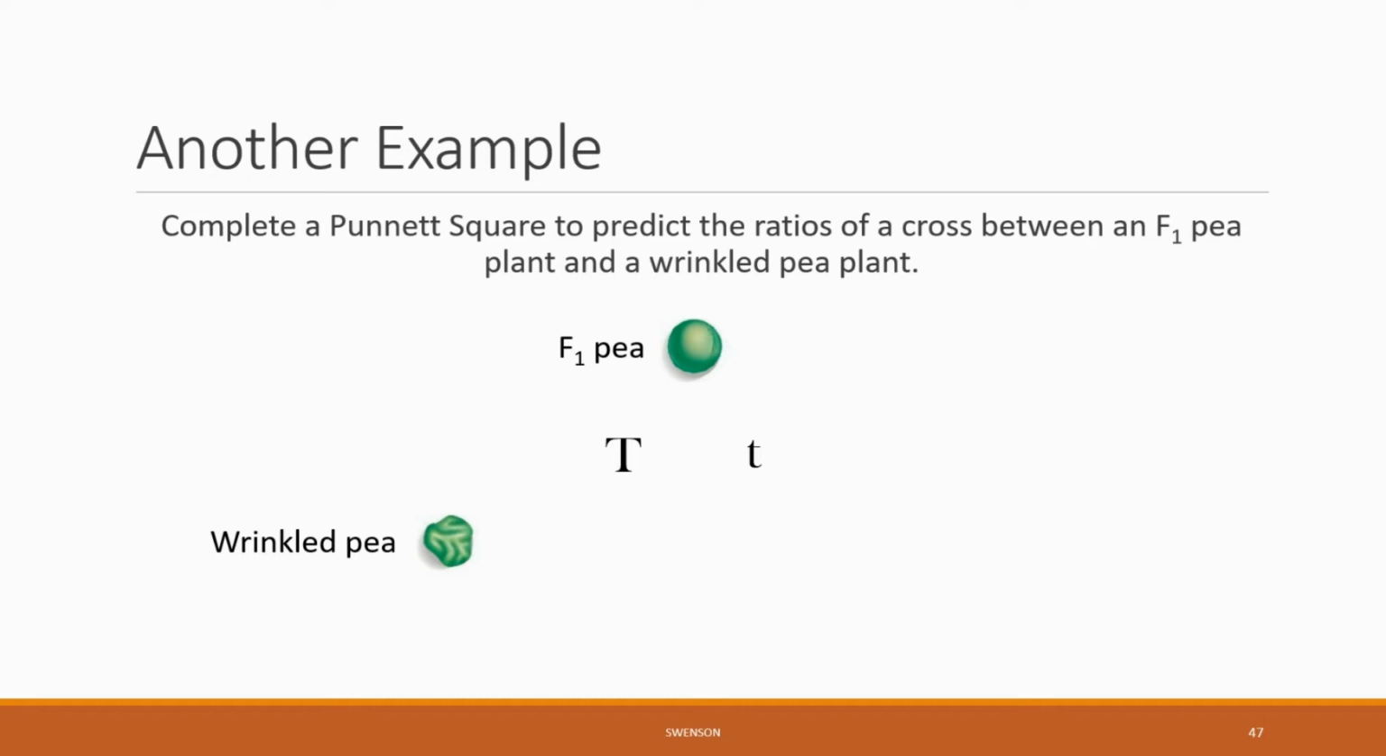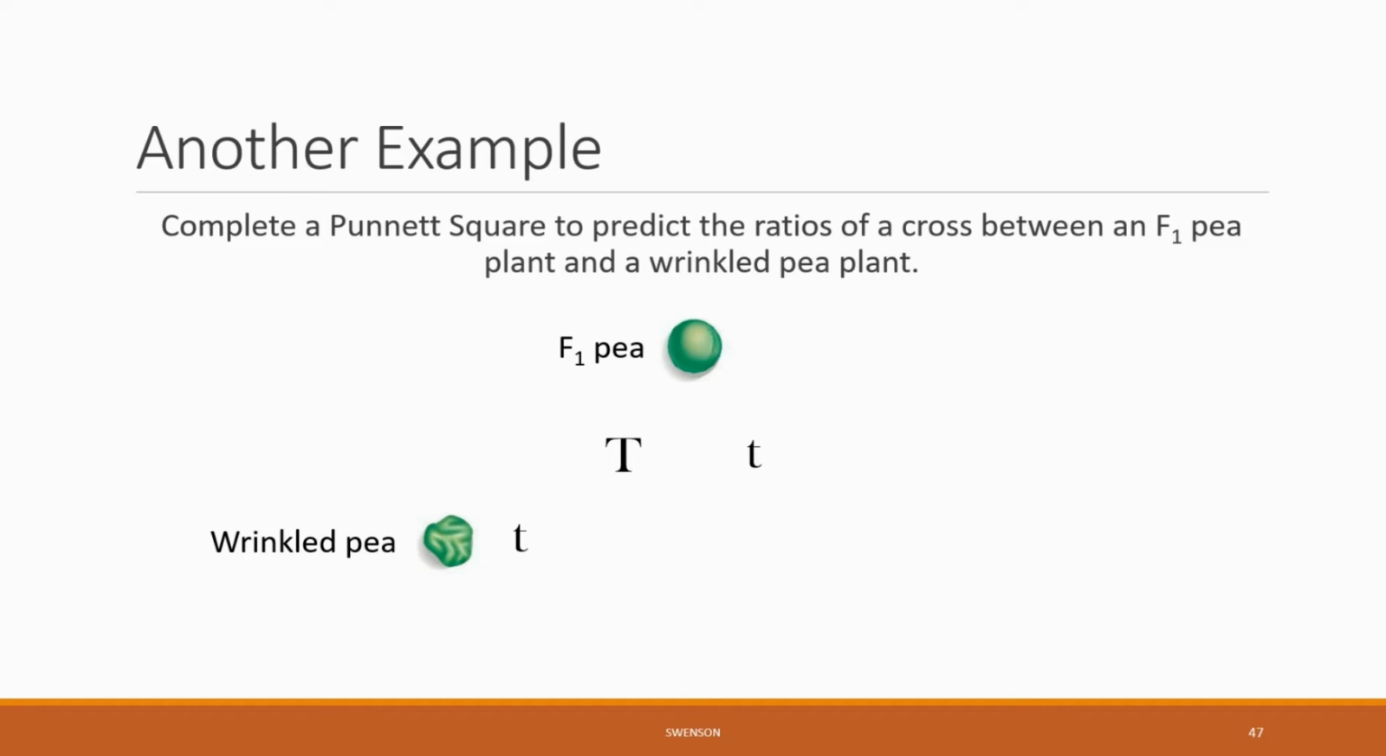One round, one wrinkled. So when the 2 gametes combine to make a fertilized pea here, we're looking for capital T, lowercase t. Now you should also be able to infer what the wrinkled pea's genotype is. Why? A wrinkled pea cannot have a capital T or else it wouldn't be wrinkled. And so therefore, both of its alleles are lowercase t.